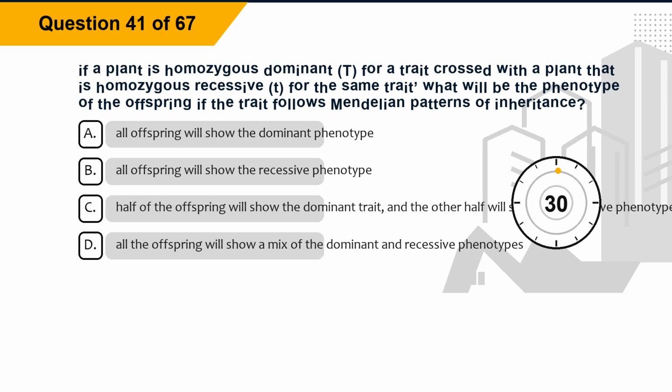Question 41. If a plant is homozygous dominant, TT, for a trait crossed with a plant that is homozygous recessive, tt, for the same trait, what will be the phenotype of the offspring if the trait follows Mendelian patterns of inheritance? Option A, all offspring will show the dominant phenotype. Option B, all offspring will show the recessive phenotype. Option C, half of the offspring will show the dominant trait, and the other half will show the recessive phenotype. Option D, all the offspring will show a mix of the dominant and recessive phenotypes.